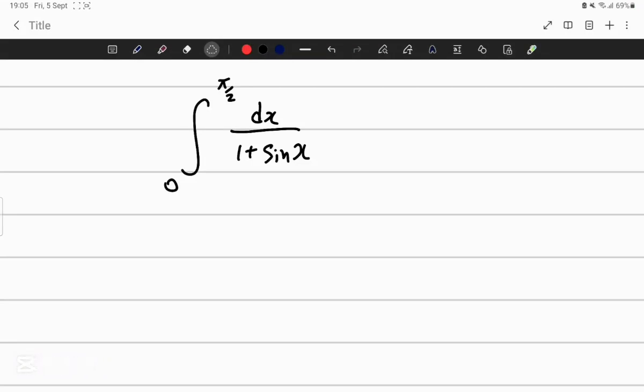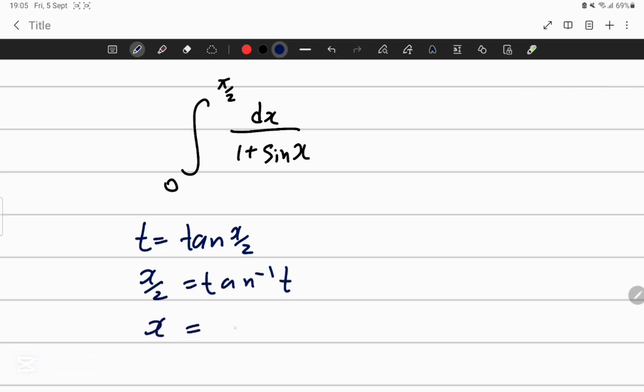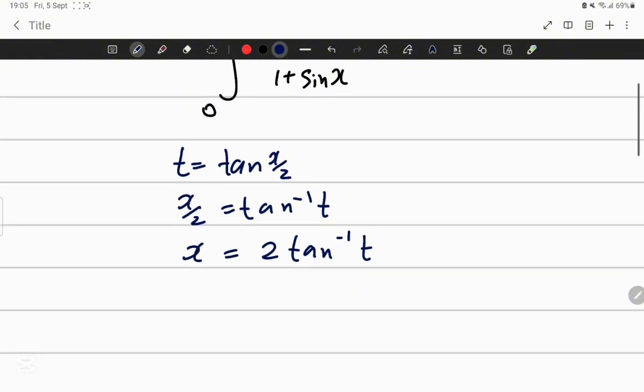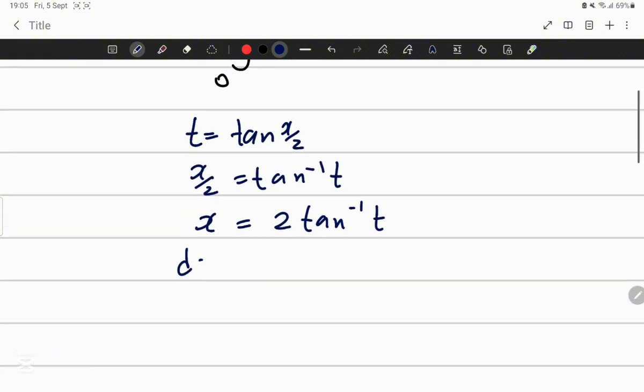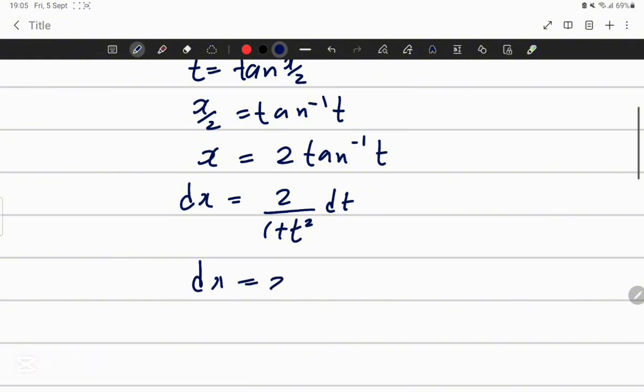So in this video I'm going to evaluate this integral problem, right? So let's take a substitution, let's say t equals tan x over 2. So x over 2 is tan inverse t. So x is 2 times tan inverse t, right? So when I differentiate this, dx equals 1 over 1 plus t square times 2 dt. So dx is 2 dt over 1 plus t square.